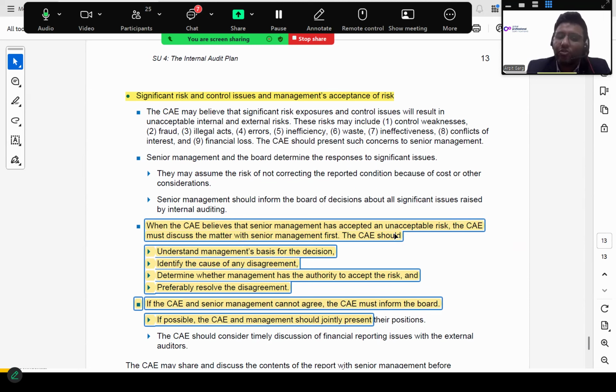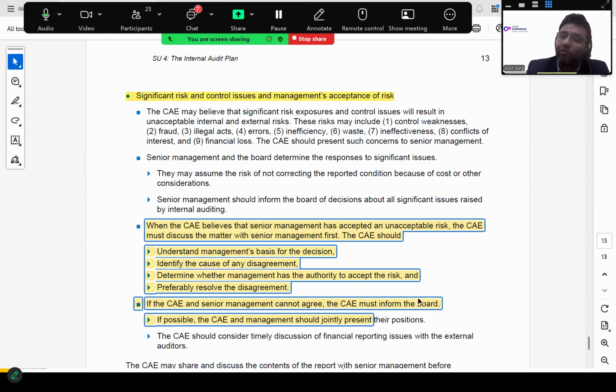What should the CA do? The CA should understand management's basis for the decision, identify the cause of any disagreement, determine whether management has the authority to accept the risk, and preferably resolve the disagreement. If the CA and senior management still cannot agree, what would the CA do?